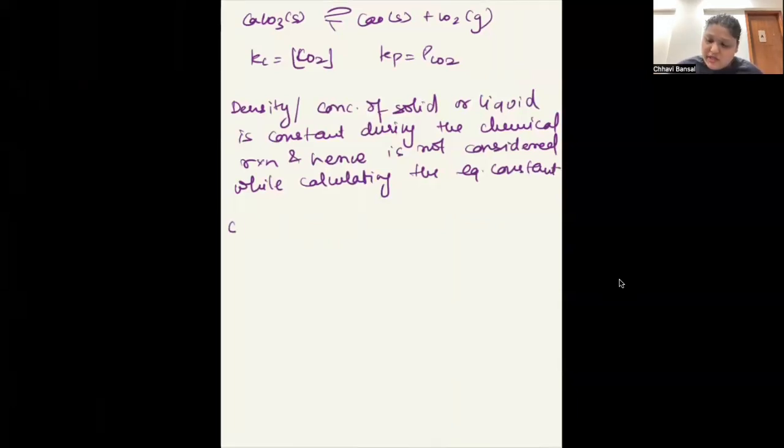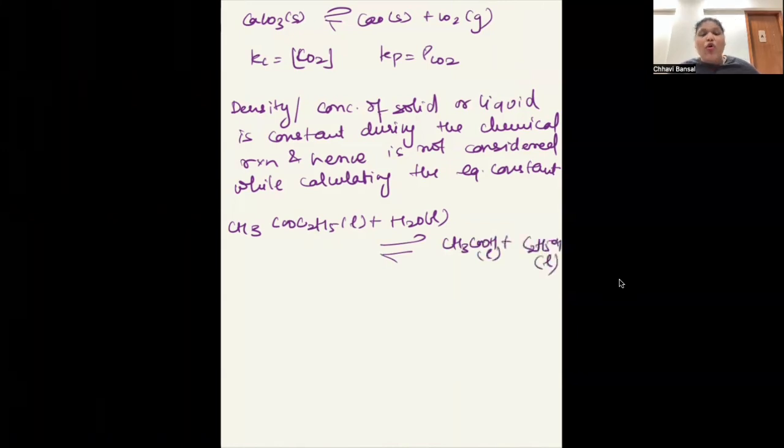But if the whole reaction is in the liquid state, let me take an example. CH3COOC2H5 liquid plus H2O liquid forms CH3COOH liquid plus C2H5OH liquid. In this case, all the components are in the liquid state, right? In that case, we have to consider the concentration of H2O. H2O is not an excess solvent here. H2O is a part of the reaction and its concentration is going to change, and the change matters because all of them are in the liquid state.